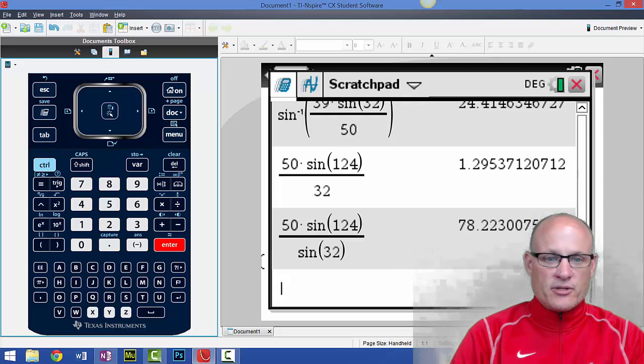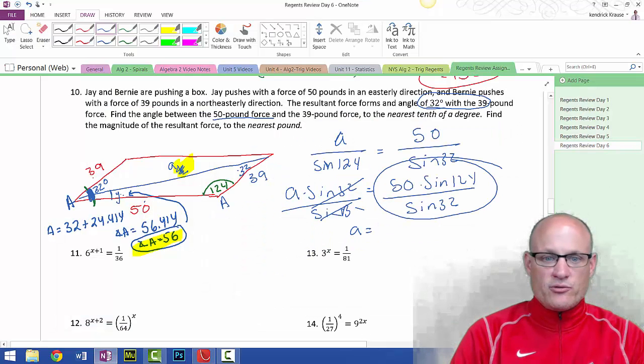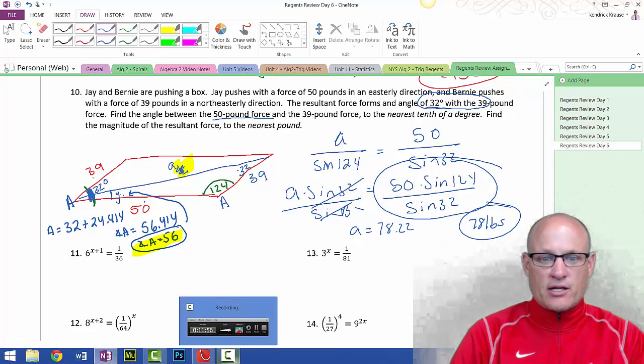78.22. That should be enough. So this one equals 78.22. Rounded to the nearest pound, the answer is 78 pounds. All right, I'm going to stop there and then come back because my pen's getting crazy.